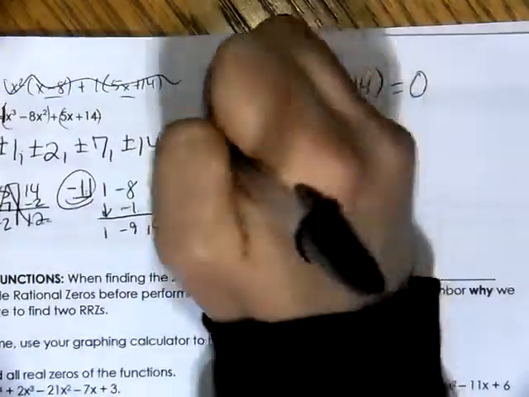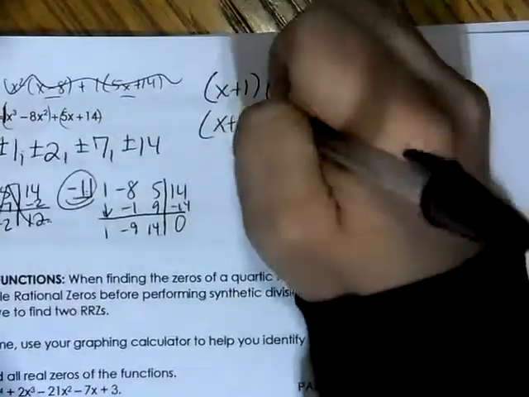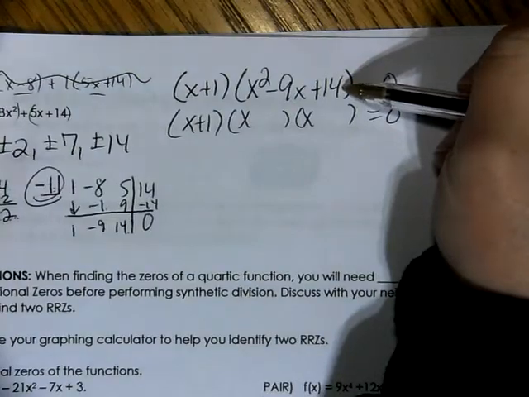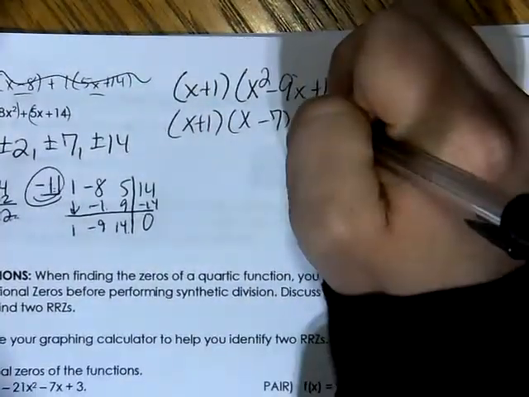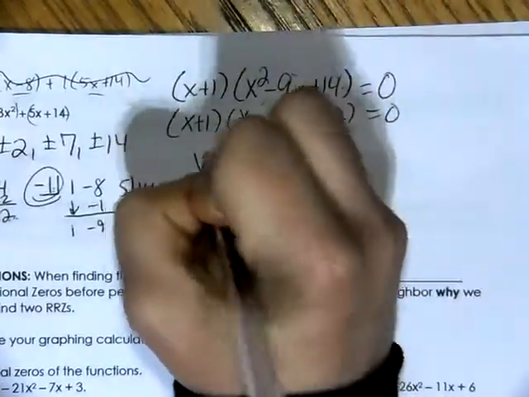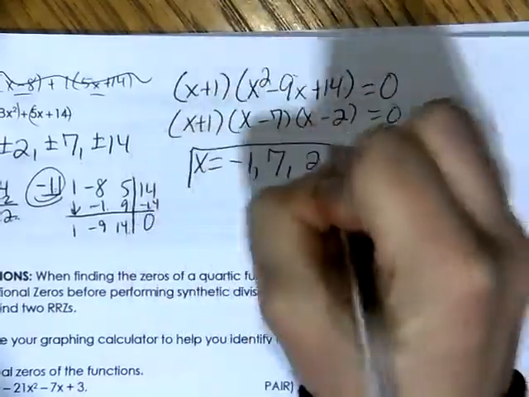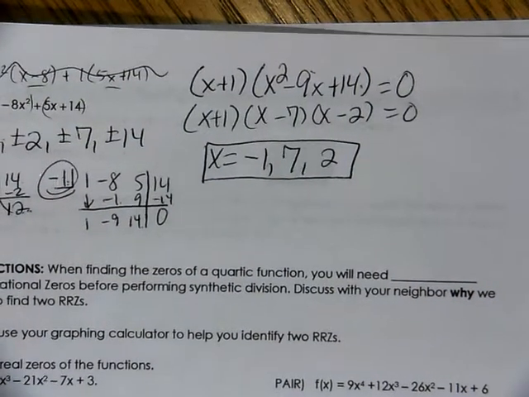So now I need to factor further x squared minus 9x plus 14, and I'm going to split this apart into two parentheses and ask myself, what two numbers multiply together to equal positive 14 and together add to equal negative 9? That is a negative 7 and a negative 2. So my solutions are negative 1, 7, and 2, and you will list all of them because these are all of the zeros that end up working.